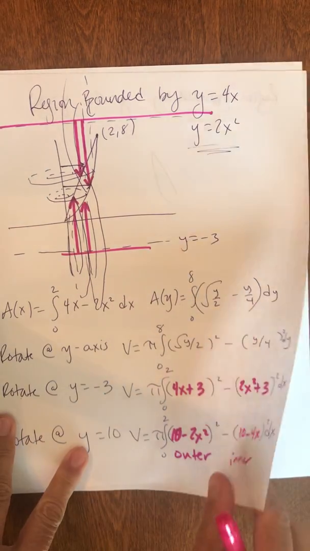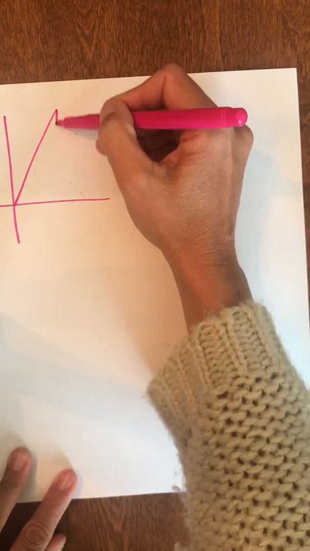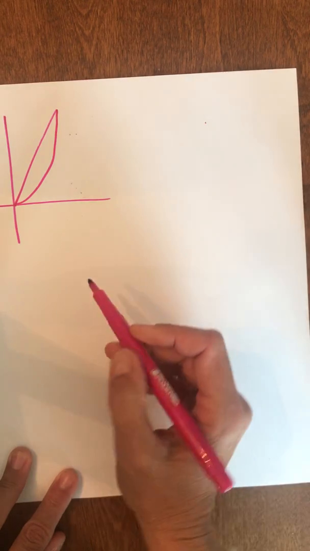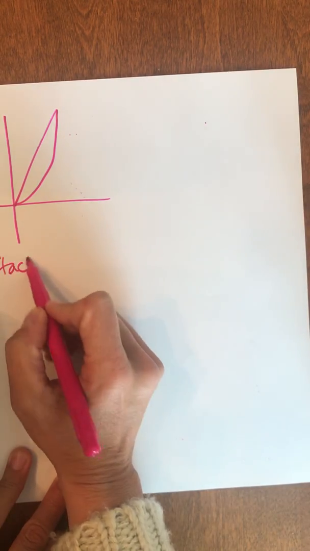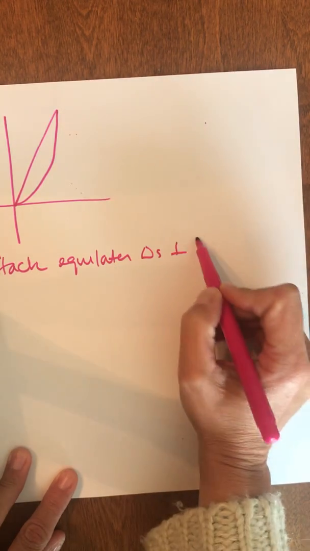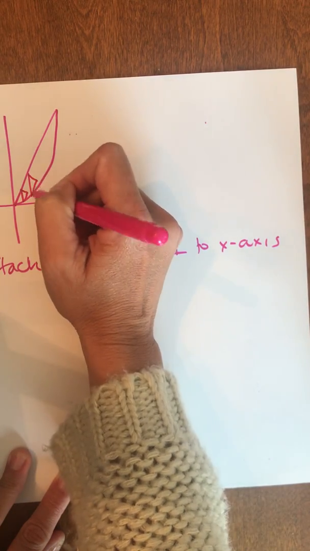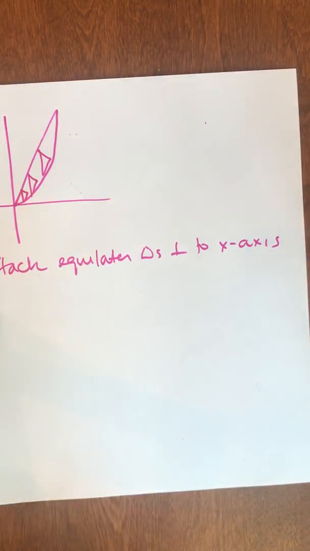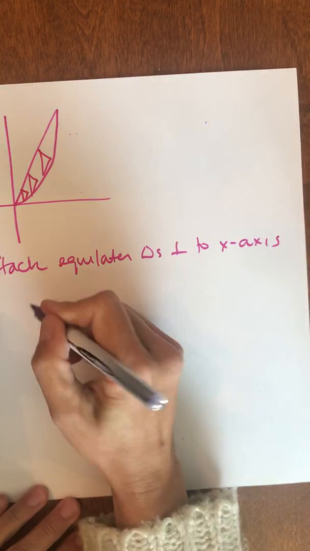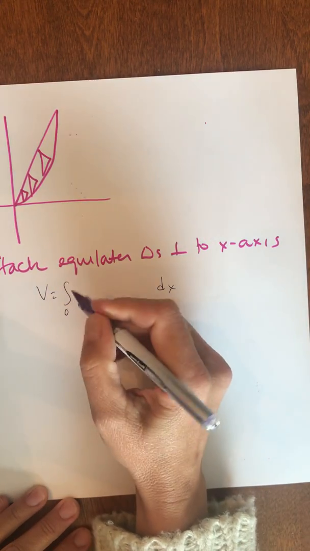All right, so just to practice some stacking on this same region. So I had 4x and 2x squared. So let's stack equilateral triangles perpendicular to the x-axis. So they're going to get stacked this way. Remember, I need to stack them in the x direction. So my volume is going to get stacked in the x direction. My x values go from 0 to 2.